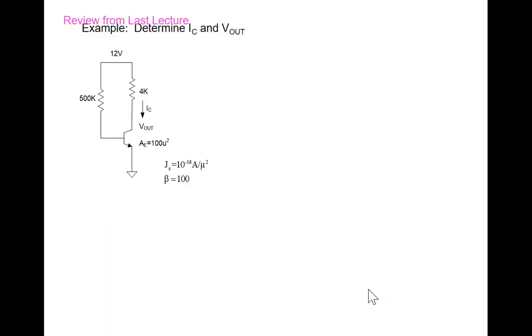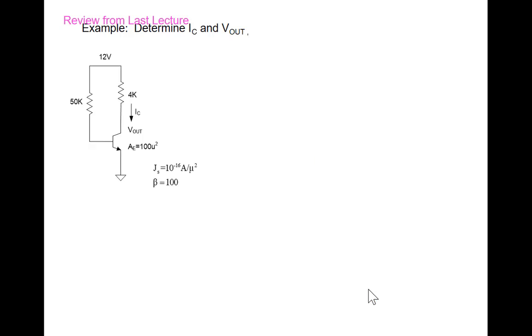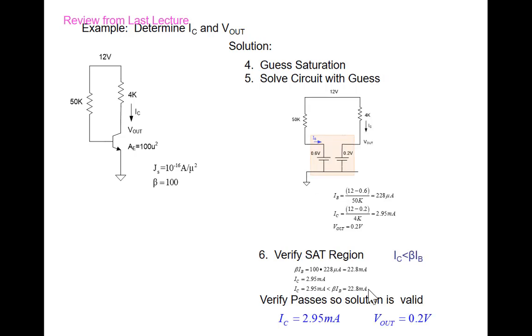Then we looked at one example. We looked at this circuit here. We don't have an input on this circuit right now. We're just looking at an operating point. And we analyzed the circuit. We guessed the region and analyzed the circuit and then verified. And we found out there was a certain output here. Then we changed the resistor on the base to a smaller value. We guessed active and found that our verification failed. So then we guessed saturation and we found out what the output was.